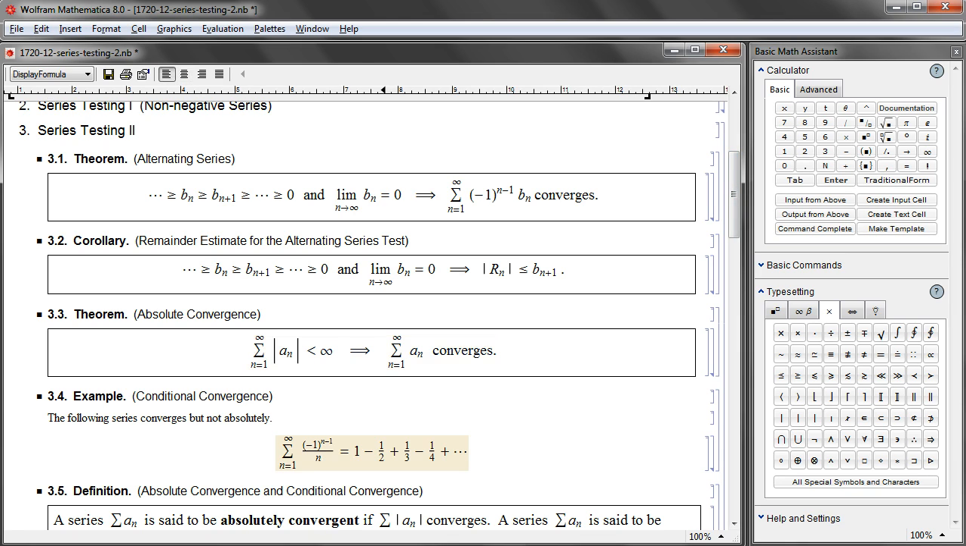Here's an example. We have an alternating series, so it must converge. And if I remember correctly, this converges to natural log of 2. However, if you take the absolute values and remove this alternating sign, we have a harmonic series, 1 plus 1/2 plus 1/3 plus 1/4 and so on, that diverges to positive infinity. So here's an example of a series that converges but not absolutely. That kind of convergence is called conditional convergence.